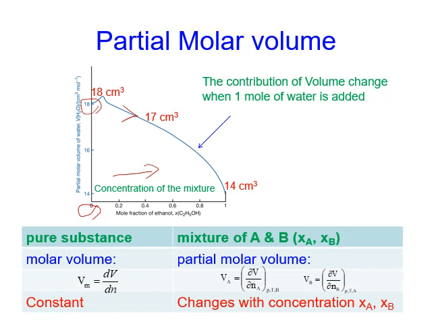Now for pure substance, the molar volume is a constant, which is the derivative of volume over number of moles. In a mixture of A and B, the partial molar volume of A is the partial derivative of volume over number of moles A when B is kept constant. And the partial molar volume of B is the partial derivative of volume over number of moles B when A is kept constant. Partial molar volume changes with concentration.